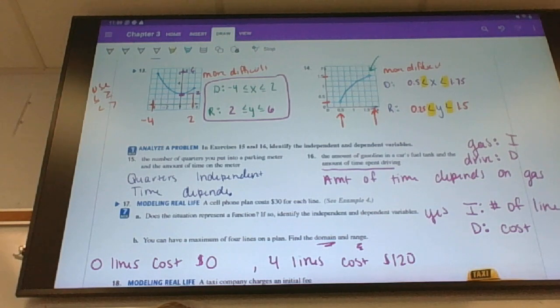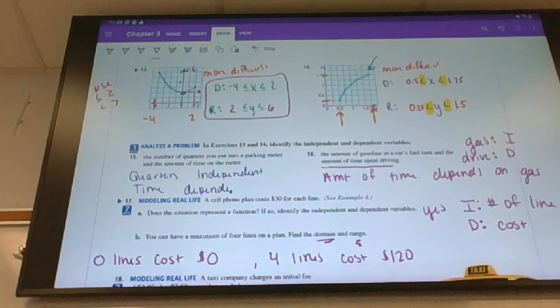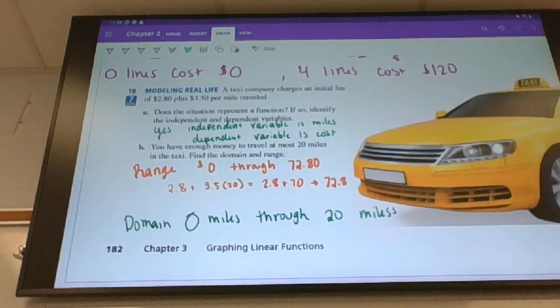You can spend between 0 and 120. So you can purchase between 0 and 4 phone lines, and that's going to cost you between 0 and $120. Yeah. And then here's 18.